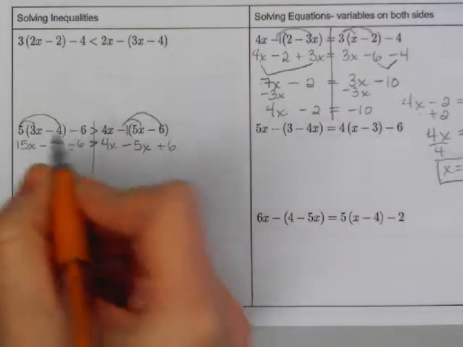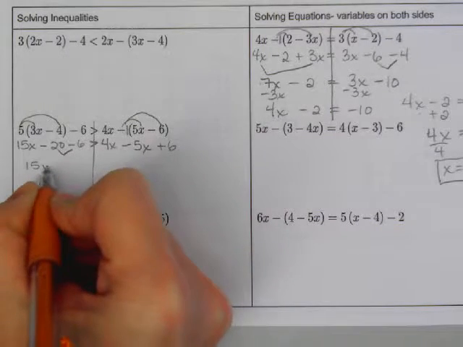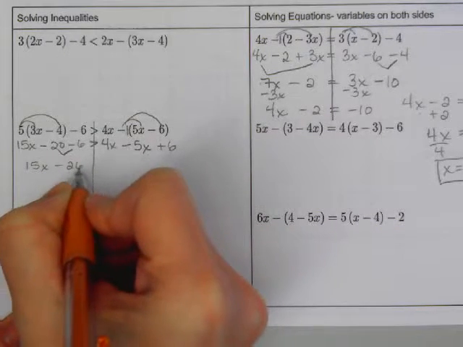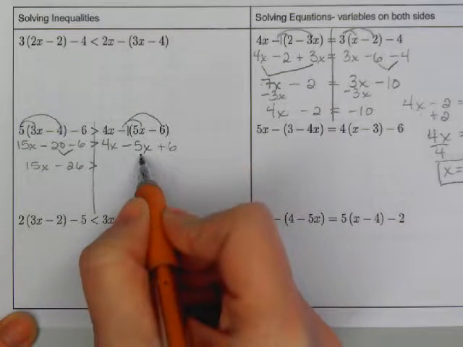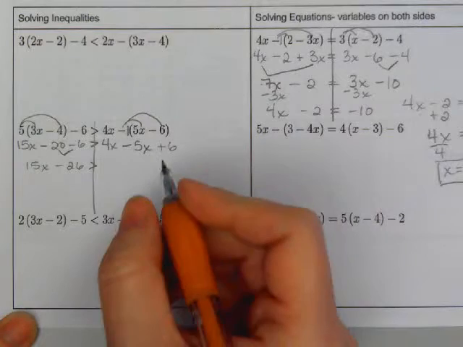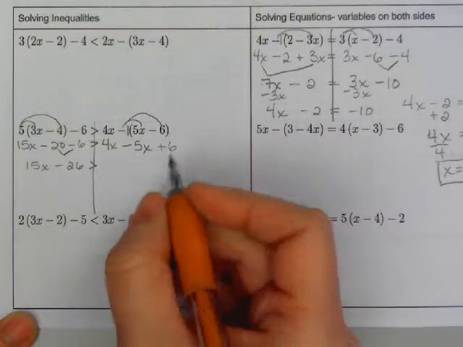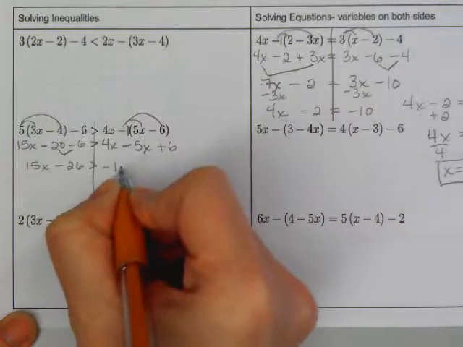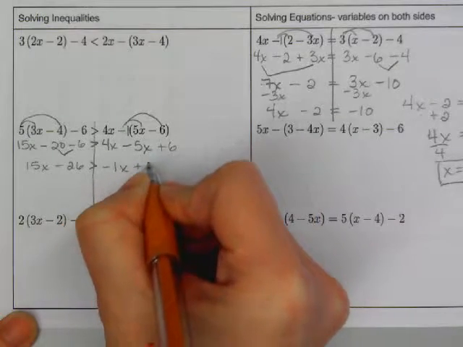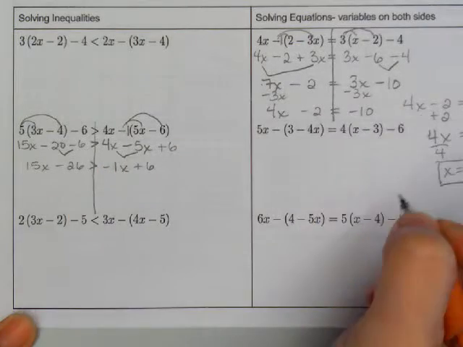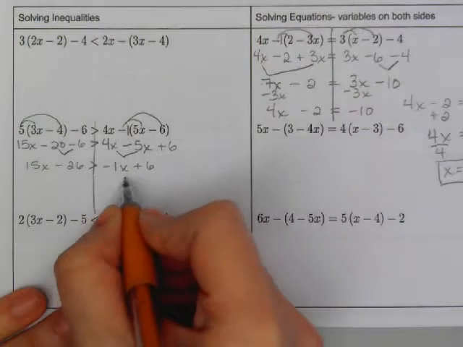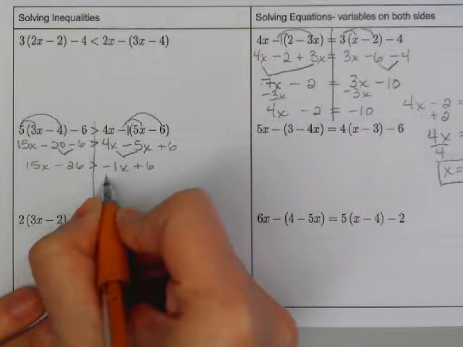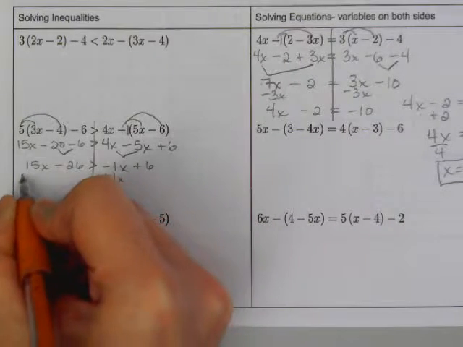Now we take the smallest variable. Which is the smallest variable? So what do we do with that negative 1x? Add it to both sides. So 16x minus 26 is greater than 6. So on that step, by getting rid of the smaller variable, you avoid having to worry about flipping the sign because you don't ever divide by a negative. Now what? Plus 26.